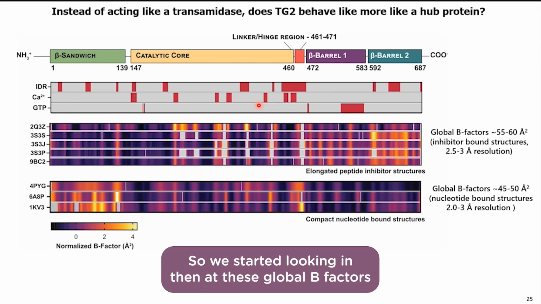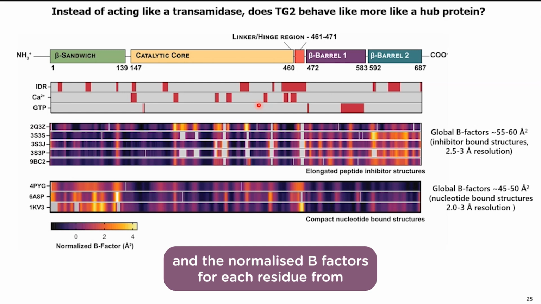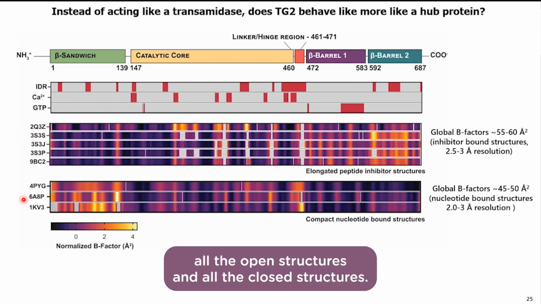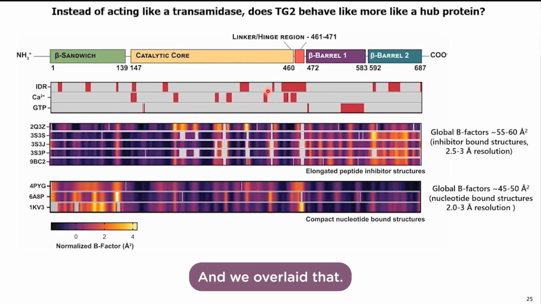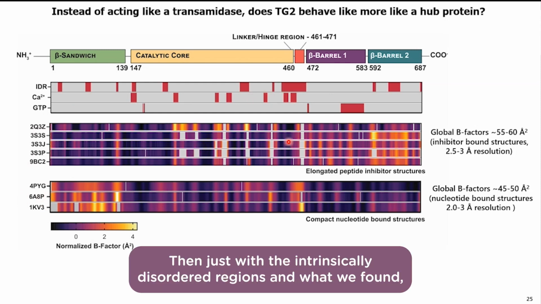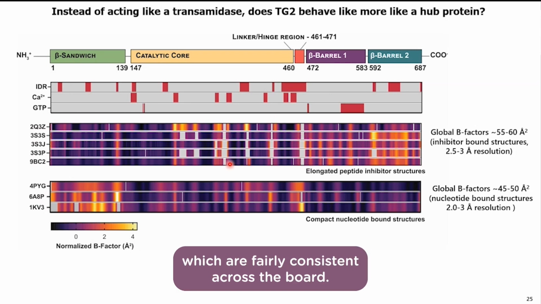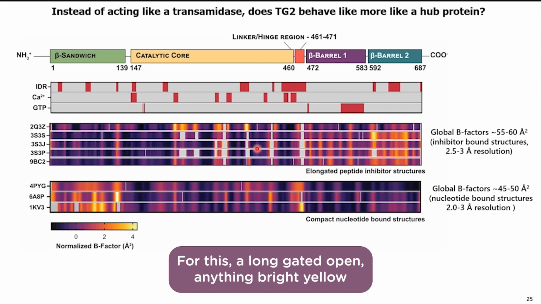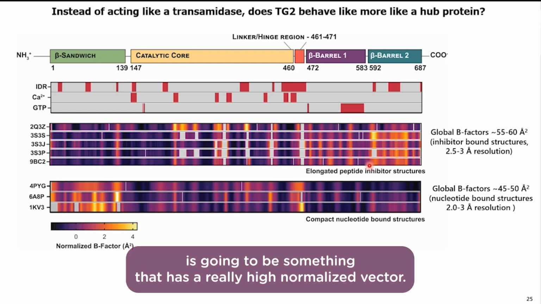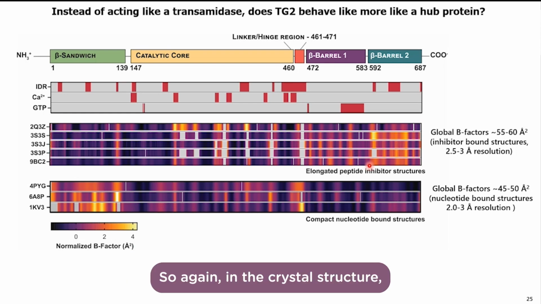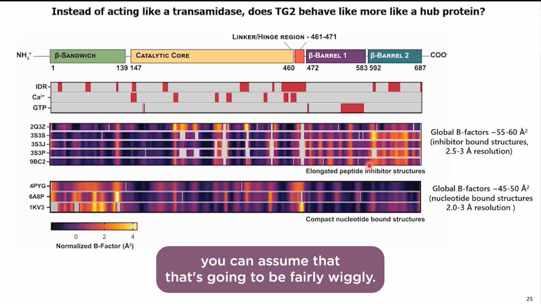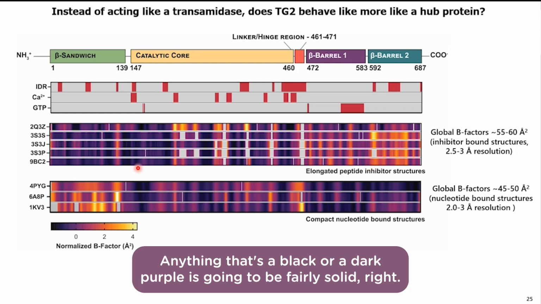So we started looking then at these global B factors and the normalized B factors for each residue from all the open structures and all the closed structures. And we overlaid that then just with the intrinsically disordered regions. And what we found, anything in gray are missing regions from the structure, which are fairly consistent across the board for this elongated open. Anything bright yellow is going to be something that has a really high normalized B factor. So again, in the crystal structure, you can assume that that's going to be fairly wiggly. Anything that's a black or a dark purple is going to be fairly solid, right?